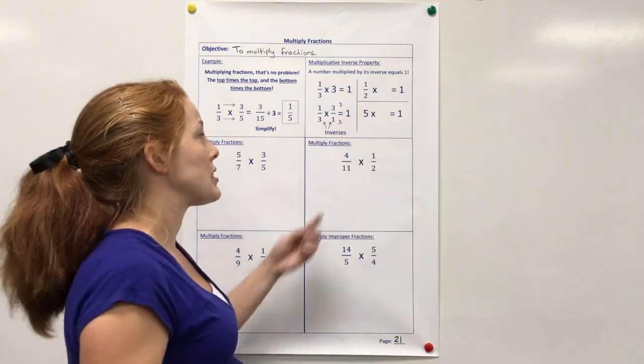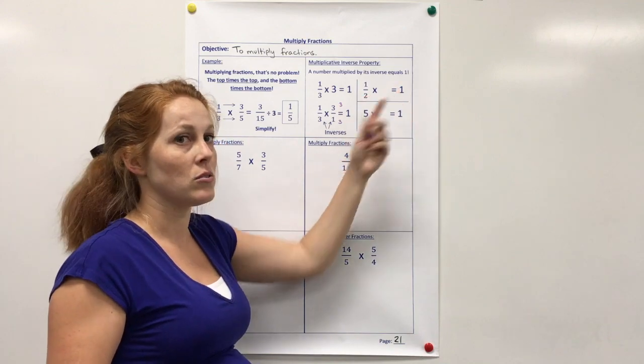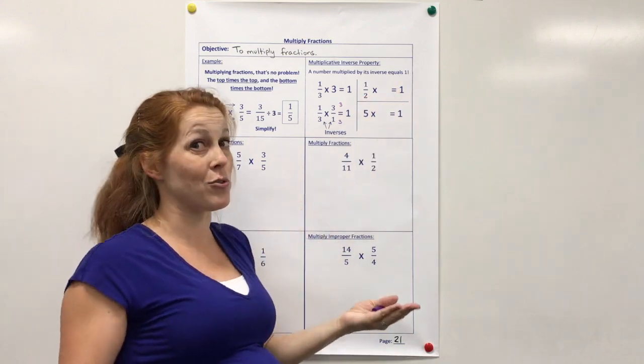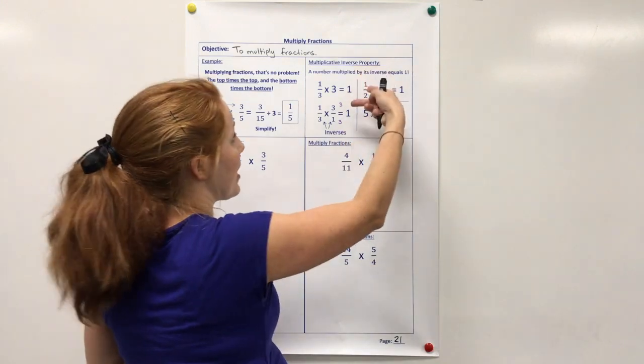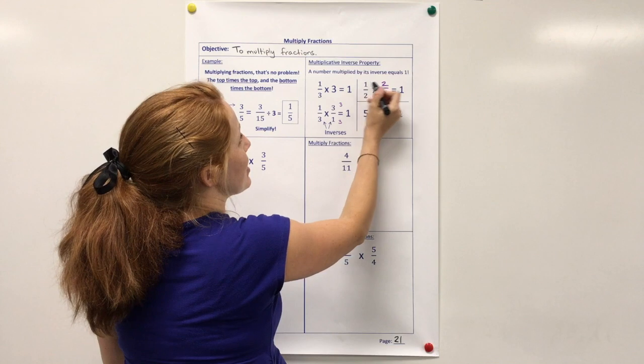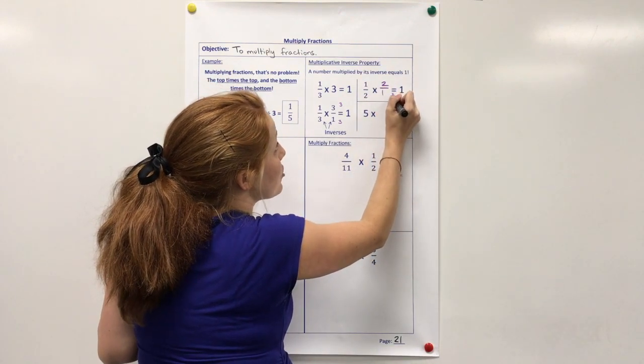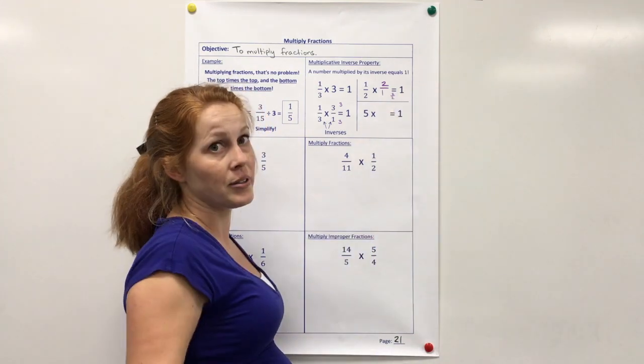So let's practice. What would I multiply 1/2 by to get 1? Well, I think, what's the inverse of 1/2? Well, the inverse of 1/2 would be 2/1. So again, 1 times 2 is 2, 2 times 1 is 2, 2/2 is the same thing as 1.